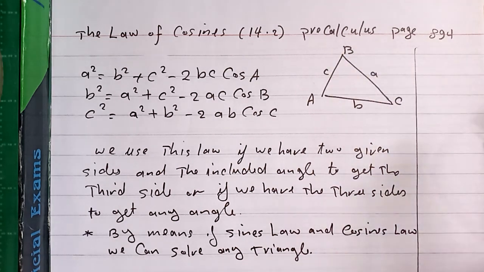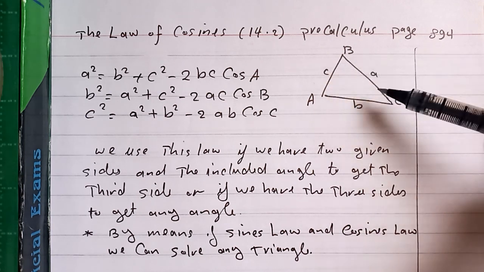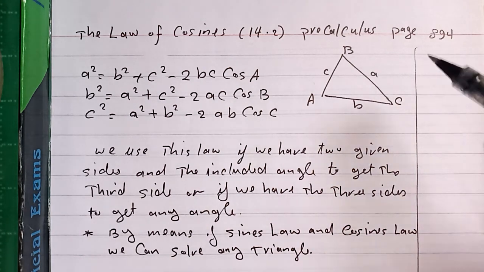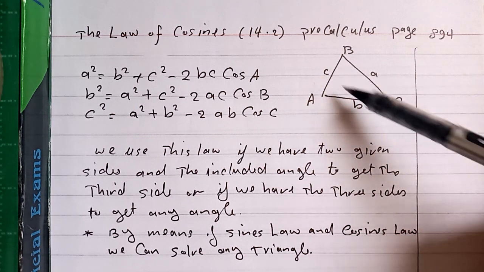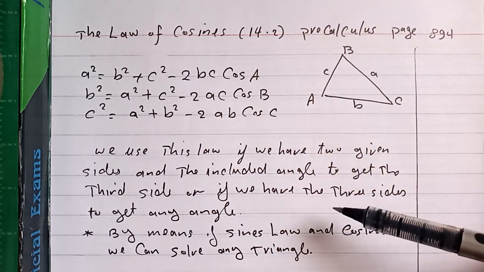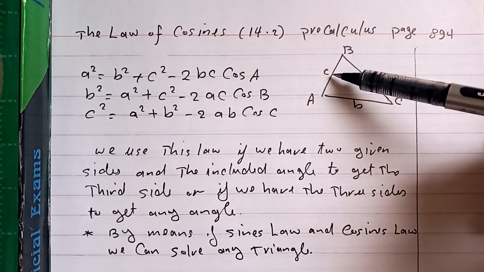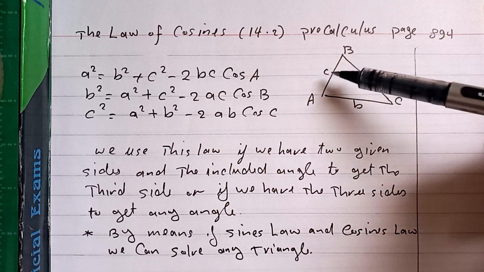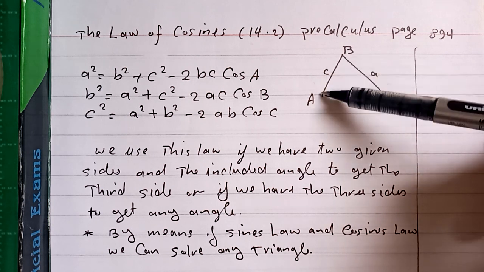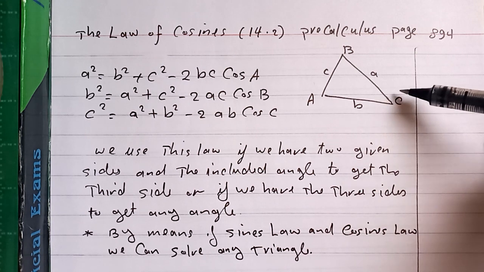In any triangle ABC, if we have the angles denoted by capital A, B, C and the sides denoted by small a, b, c, then a squared, any side squared, equals the other two sides, c squared plus b squared, minus 2 times b times c cosine A. If you want to get b, then b squared equals a squared plus c squared minus 2 times a times c cosine B. If you want to get c squared, this side squared equals a squared plus b squared minus 2 times a times b cosine C.